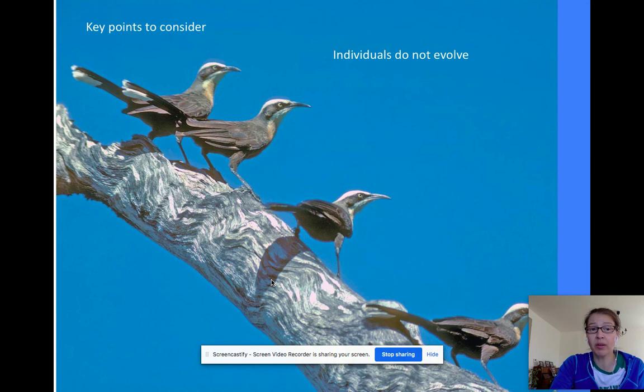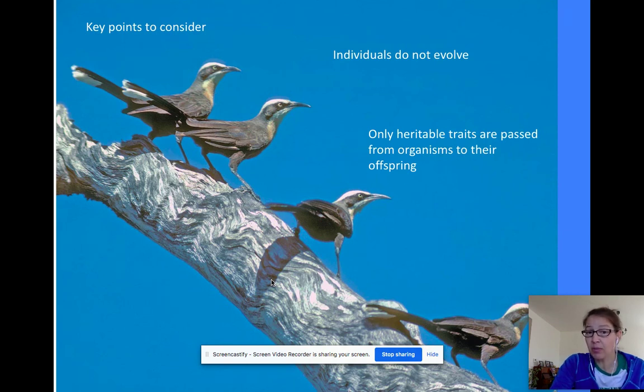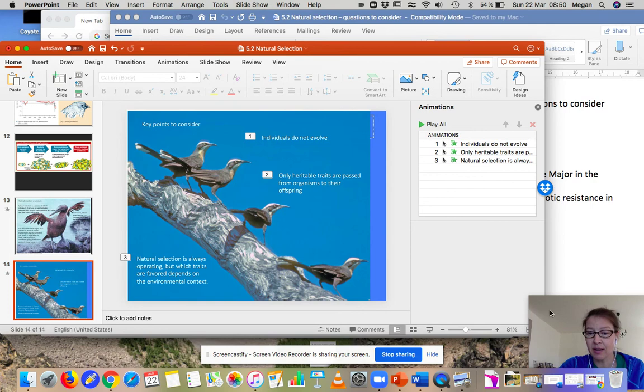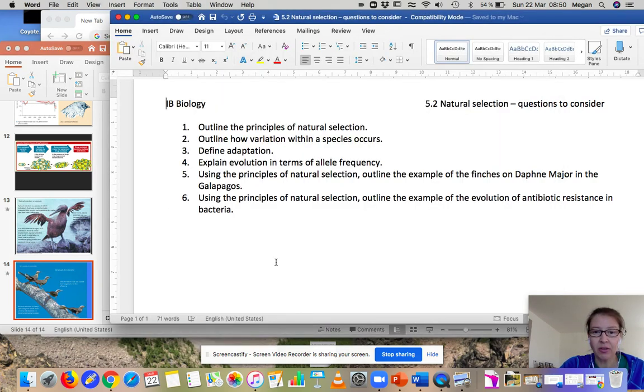Some important points to consider are that individuals do not evolve. You can only pass on heritable traits from organisms to their offspring. And natural selection is always operating, but which traits are favored is going to depend on the environmental conditions. Okay, so that's the end, and hopefully you are able to answer these questions.